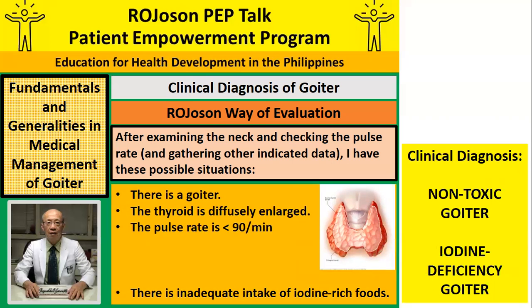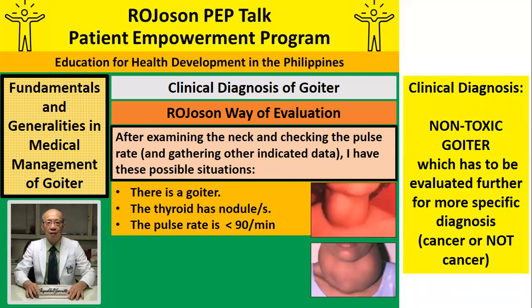There is a goiter, diffusely enlarged, pulse rate less than 90 per minute. There is history of inadequate intake of iodine-rich foods. Clinical diagnosis, non-toxic goiter, more specific, iodine deficiency goiter.